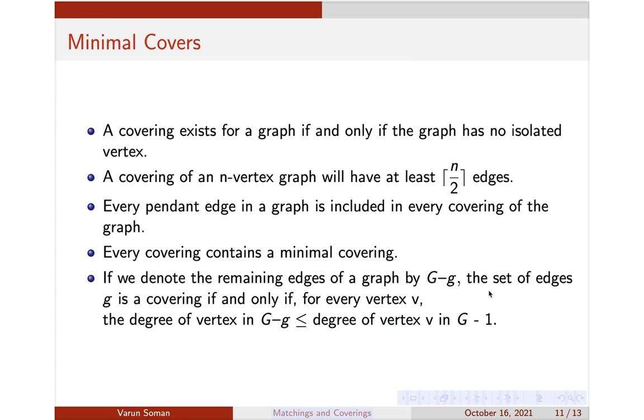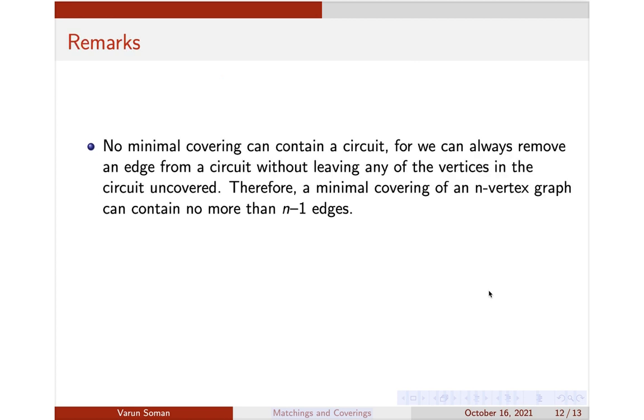Okay, so that's it. And similarly, one more simple observation is that no minimal covering can have a circuit, because if you have a circuit, you can delete one edge from the circuit without disturbing the covering. For example, suppose this circuit is there in the covering. If I delete this edge, the covering property will not be disturbed. So a minimal covering, which contains the minimum possible number of edges, cannot contain a circuit. Okay, so that's the idea.